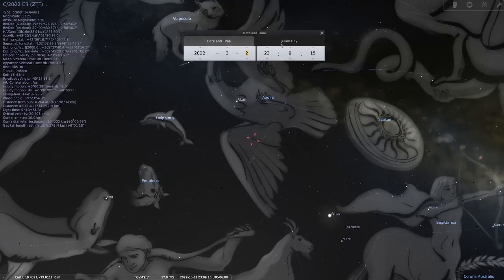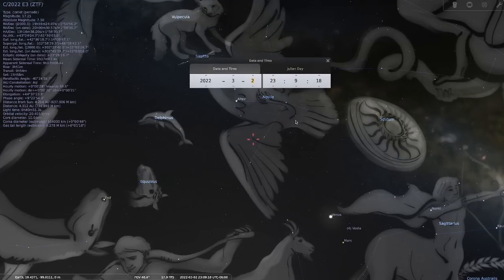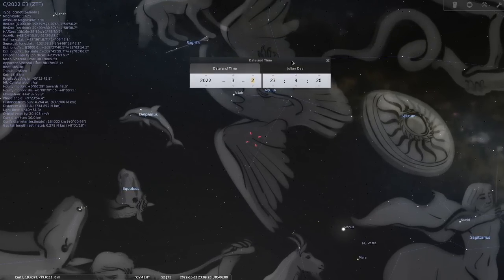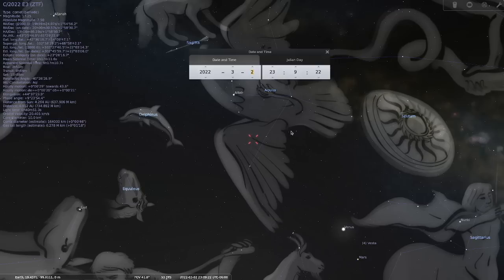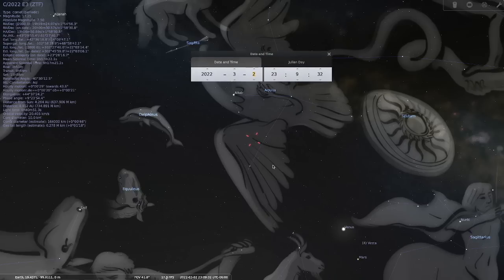Okay, so what I want to do is go to Stellarium, and I was able to add this into Stellarium. It was not readily available. You have to go in and configure it and add it. So I was able to add it in there. Now, what I want to do is follow its route to its perihelion event and show you.